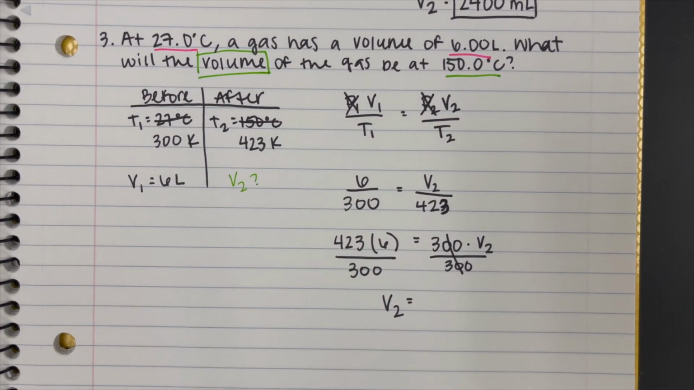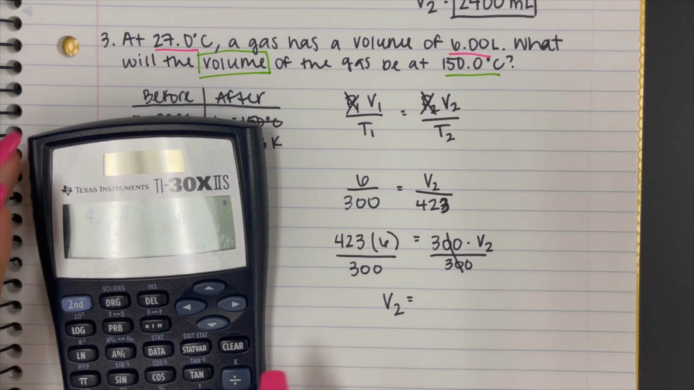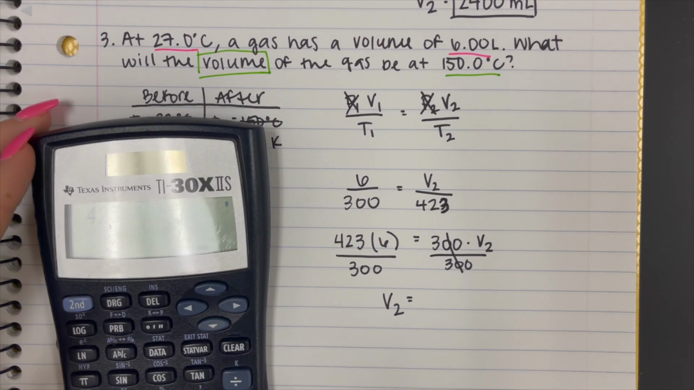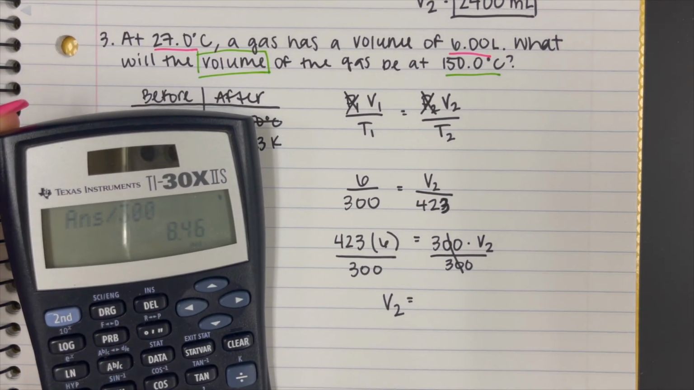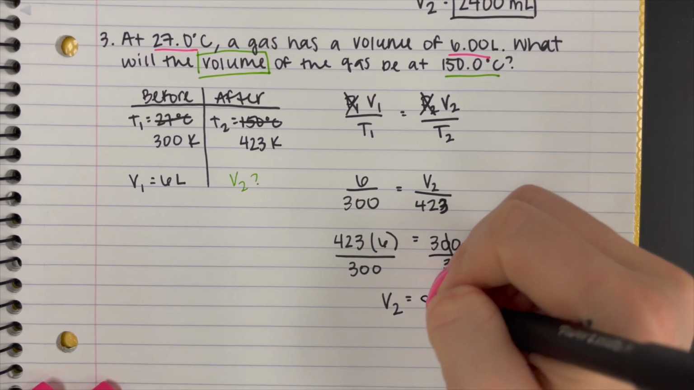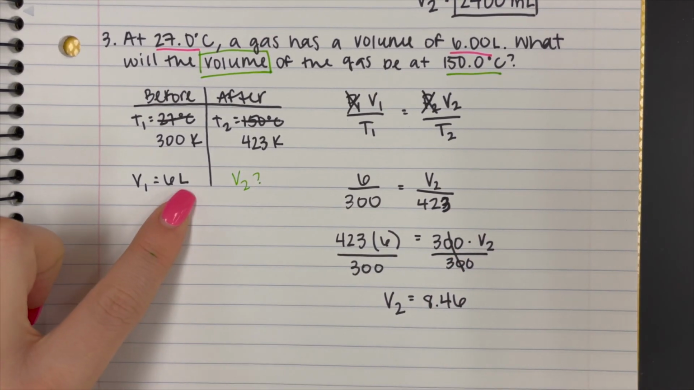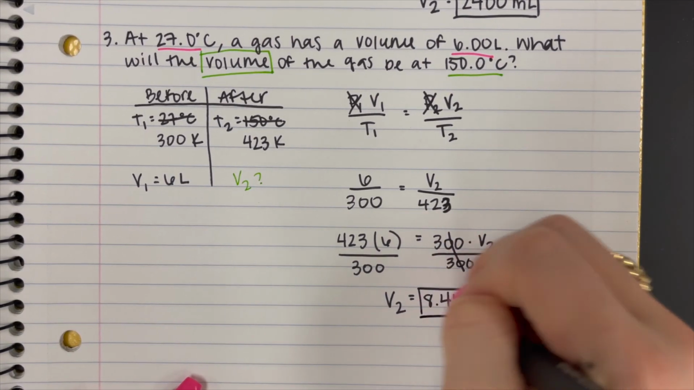So I'm going to plug into my calculator. 423, I know y'all can't see that because of the glare. Divide by 300. And so I get my answer as 8.46. And I'm going to double check that unit, and it's liters. And that is my final answer for that problem.